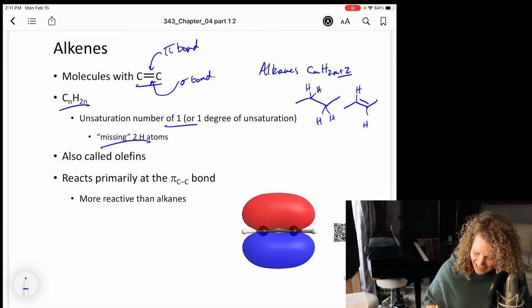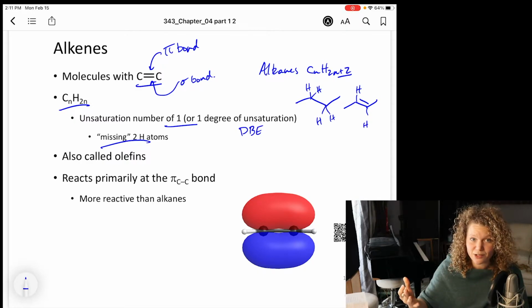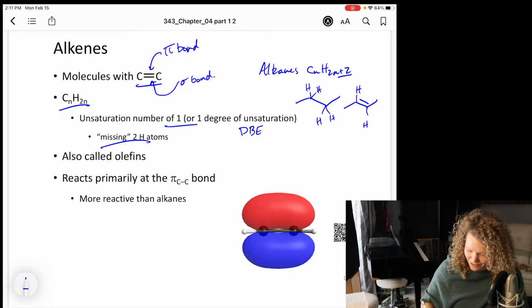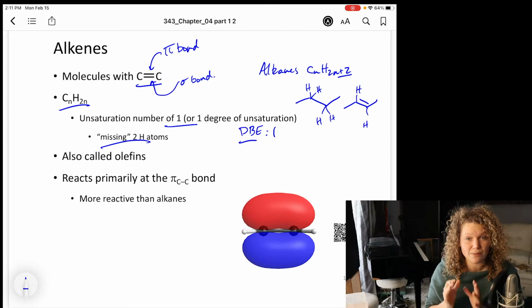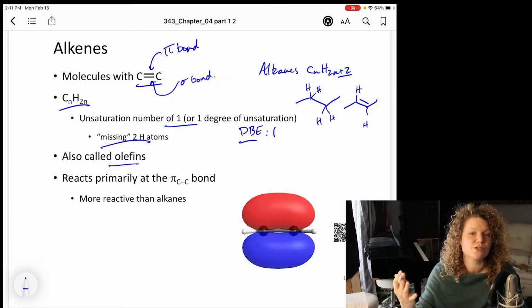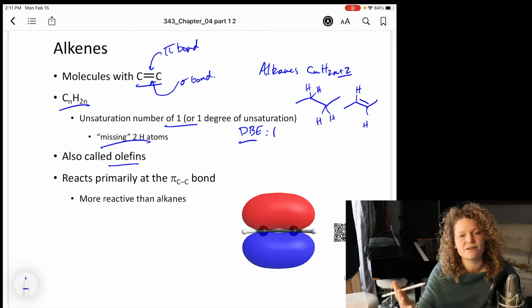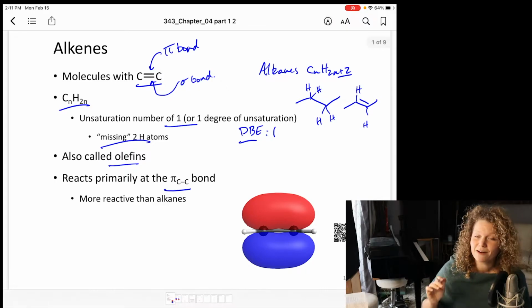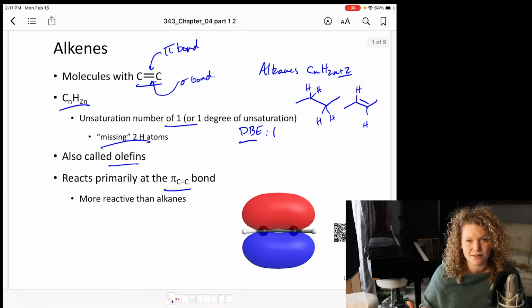And then this has a double bond equivalence, or degrees of unsaturation, or unsaturation number. There's a few different ways to label this, but it has a DBE of 1. That's that formula we went over for double bond equivalence. They're also called olefins, an older term you might hear me say, but olefins is a more general term for alkenes. They are more reactive than alkanes because of this pi bond.